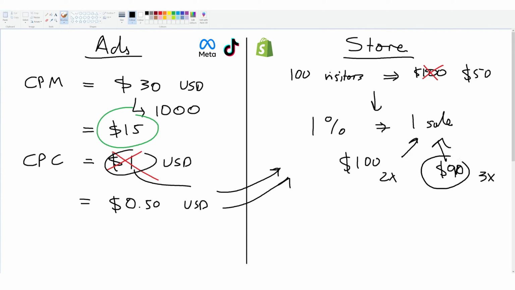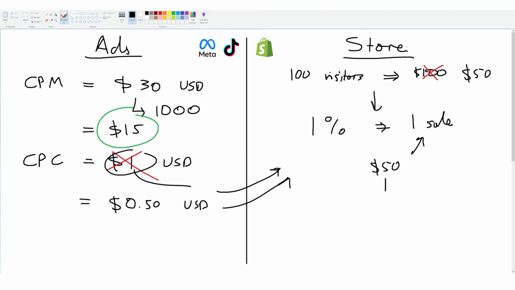So even this is too expensive. I don't think any of you guys are selling anything around $90, you're probably selling stuff around $50. Now, let's just say you make one sale for $50, right? With a cost per click of 0.5 US dollars and a 1% conversion rate.